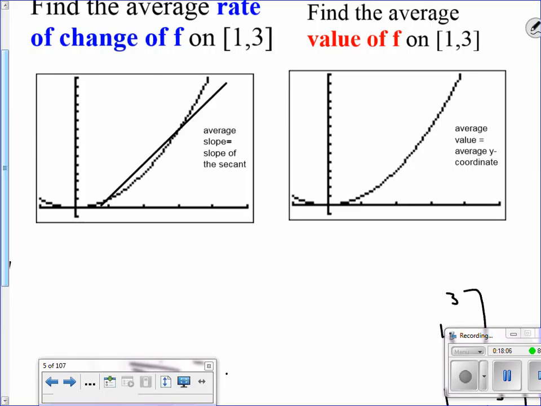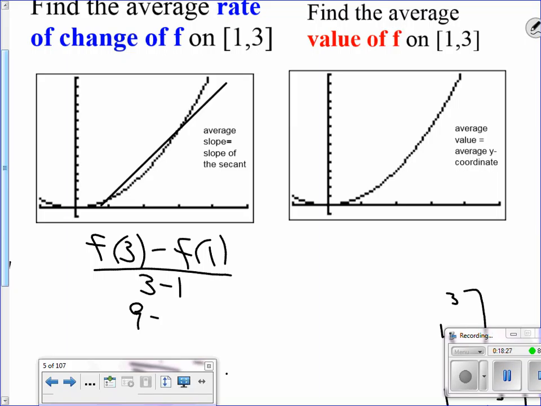As far as what we have to find here, what should I write for the numerator? f of 3 minus f of 1 over 3 minus 1. What's f of 3? 9. f of 1? 1. And 3 minus 1? What do we get? 4.